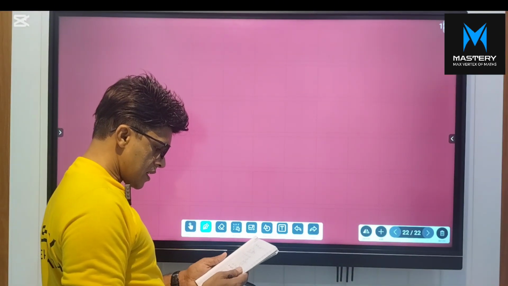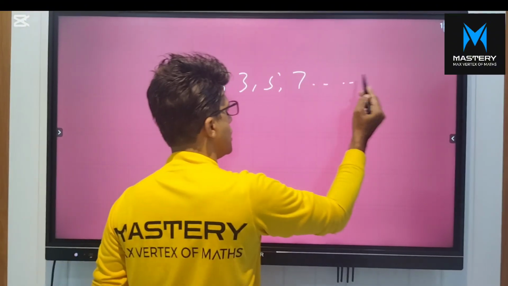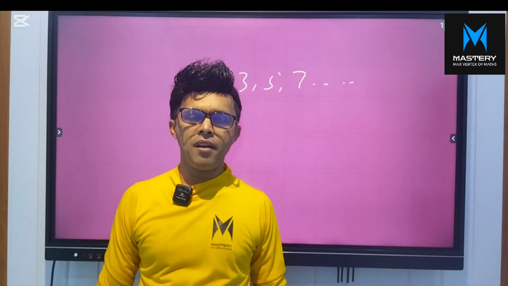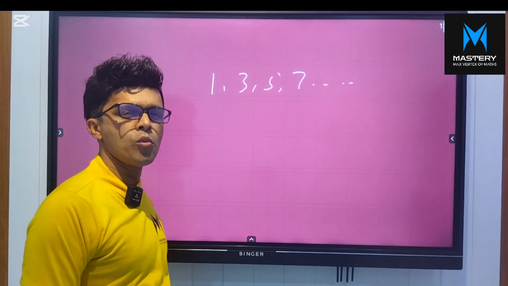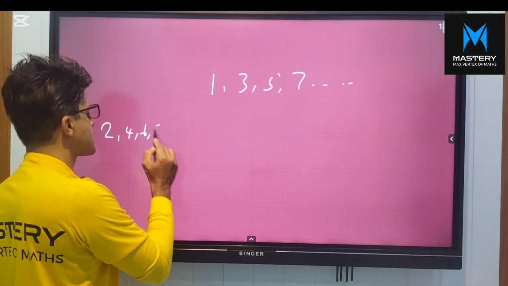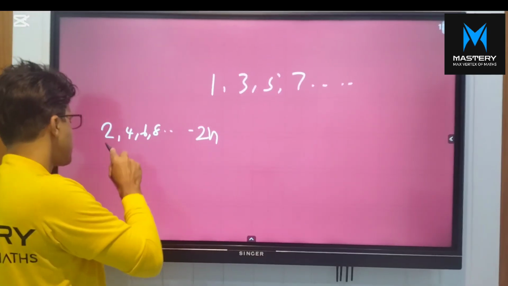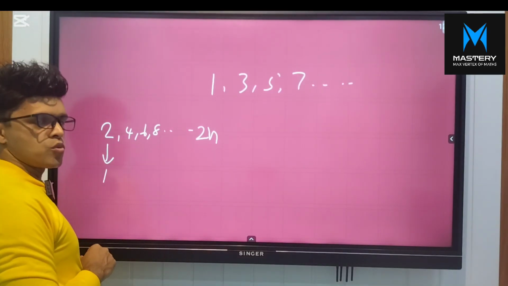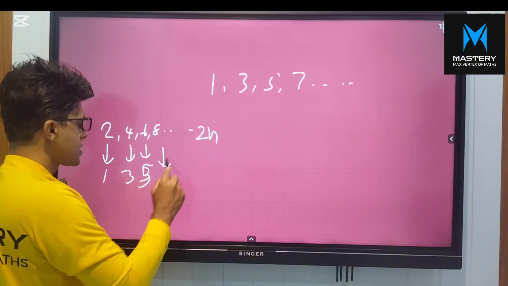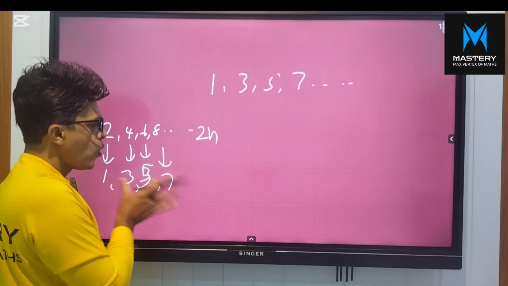Next question: write the general term of the number pattern 1, 3, 5, 7 and so on. Generally, you know this is the number pattern of odd numbers, right? And 2, 4, 6, 8 and so on is the number pattern of even numbers. That is 2n. Here 1, here 3, here 5, here 7, and so on. So this is the odd number pattern.